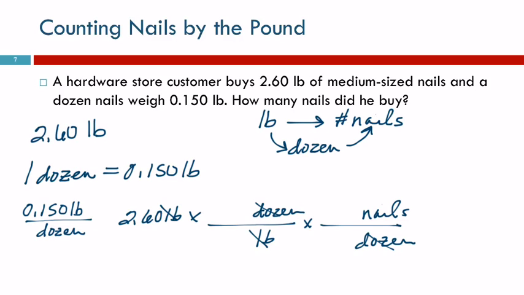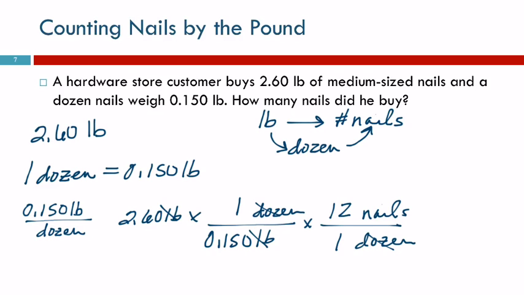So we know that 1 dozen is 12, right? So 12 nails is equal to 1 dozen. Those are different ways of describing the same quantity, right? A dozen is the same as 12. And then here, this comes from the relationship that was given to us. 1 dozen of this kind of nail is equal to 0.150 pounds. So 1 dozen, 0.150 pounds.